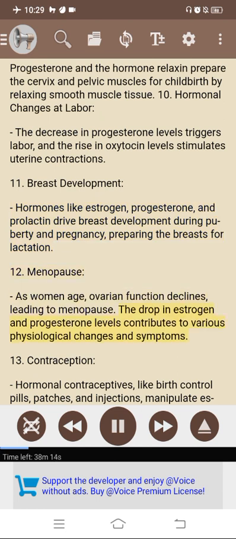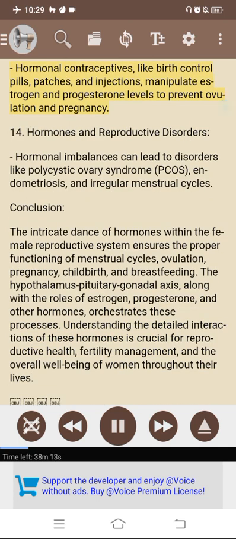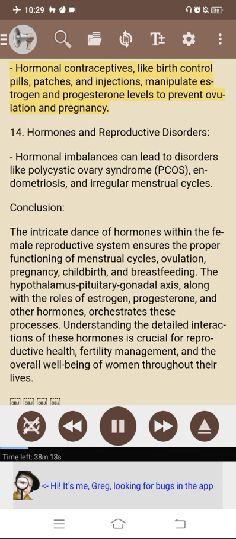12. Menopause. As women age, ovarian function declines, leading to menopause. The drop in estrogen and progesterone levels contributes to various physiological changes and symptoms. 13. Contraception. Hormonal contraceptives, like birth control pills, patches, and injections, manipulate estrogen and progesterone levels to prevent ovulation and pregnancy. 14. Hormones and reproductive disorders. Hormonal imbalances can lead to disorders like polycystic ovary syndrome, PCOS, endometriosis, and irregular menstrual cycles.